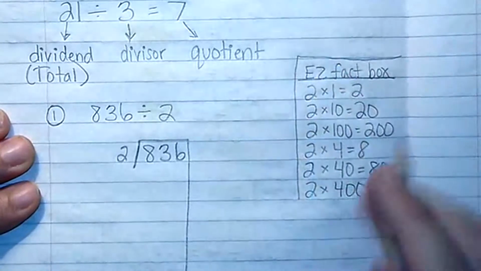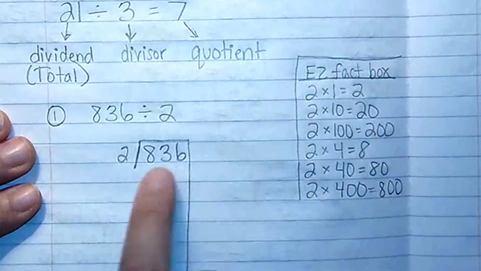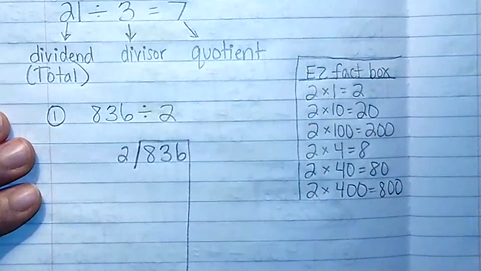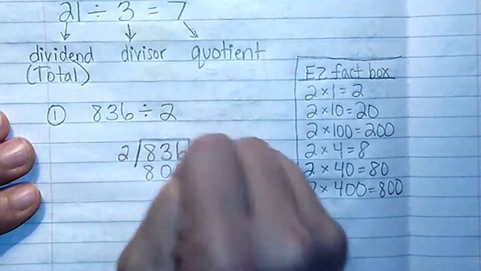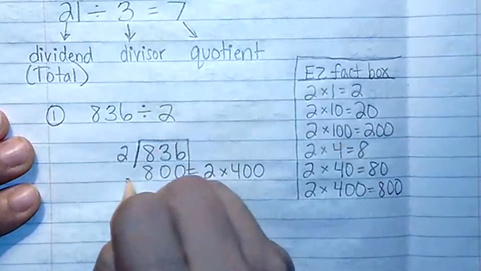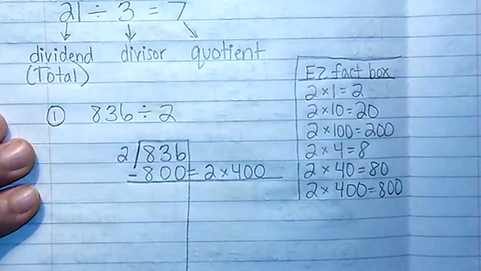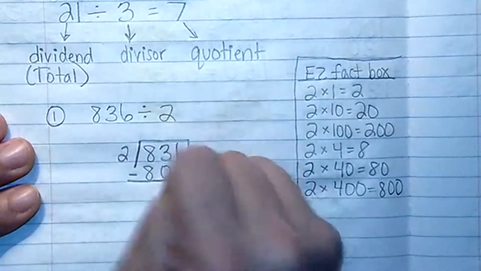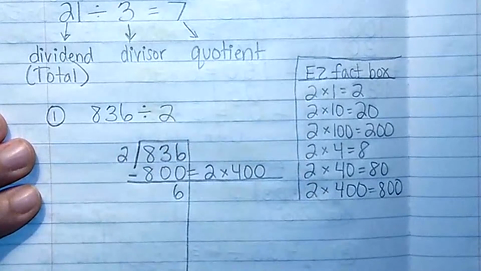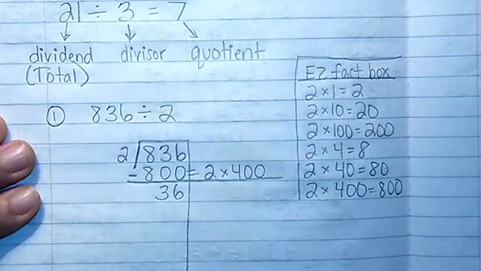I'm going to leave my box open so I can add to it if I want to, but I'm looking for the largest number in my easy fact box that gets me closest to 836 without going over. 800. And 800 equals 2 times 400. I make my line across and I subtract. What is 6 take away 0? 6. What is 3 take away 0? 3. And 8 take away 8 is 0. So I only have 36 left.